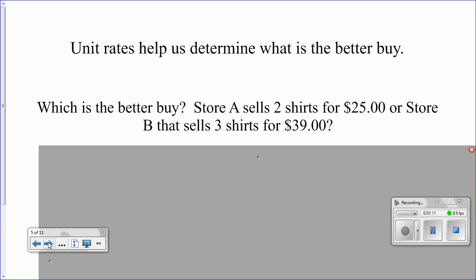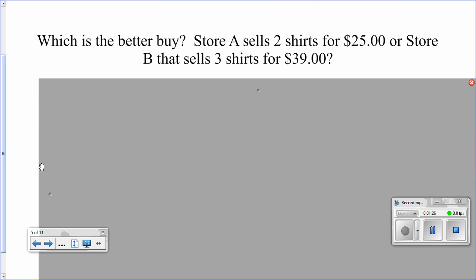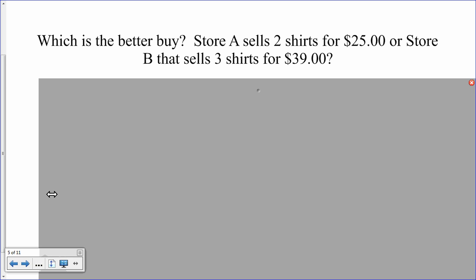Unit rates help us to determine what is the better buy. Which is the better buy? Store A sells 2 shirts for $25, or Store B that sells 3 shirts for $39. In order to determine which one is the better buy, you should try to figure out what the unit rate is for each shirt. That is, how much each shirt costs.